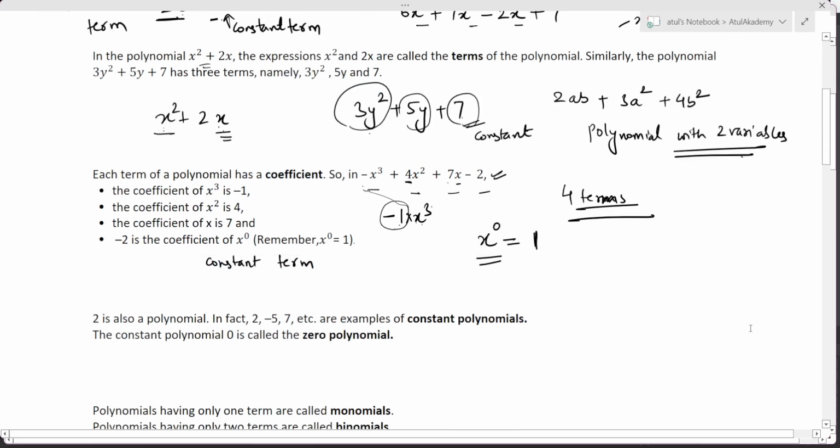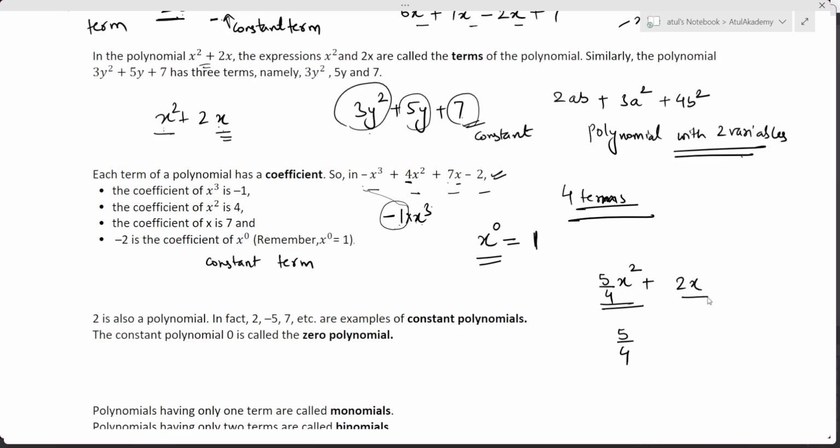Let's take one more example. Let's say 5 by 4 x square plus 2x. What is the coefficient of this term? That's 5 by 4. What is the coefficient of this term?